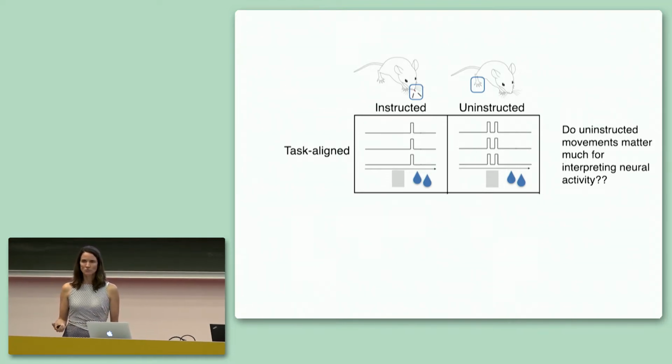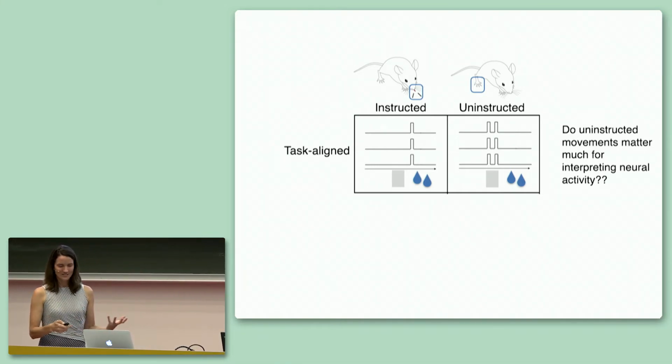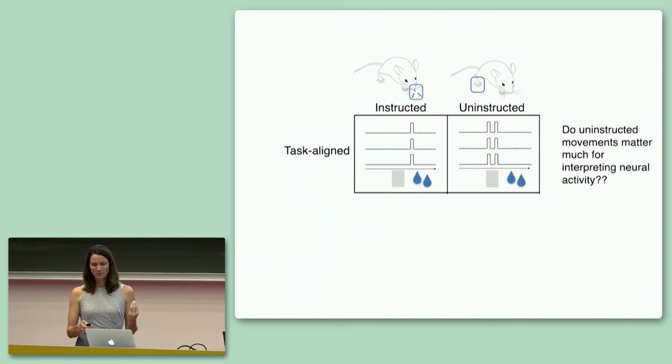And so we started to wonder, well, do these uninstructed movements matter very much for interpreting neural activity? I think many of us sort of assume that they don't, partly because it's quite difficult to track uninstructed movements. It's already difficult enough tracking instructed movements. What about having a whole other class is going to make things rather difficult. But we wanted to know whether these movements mattered for neural activity.